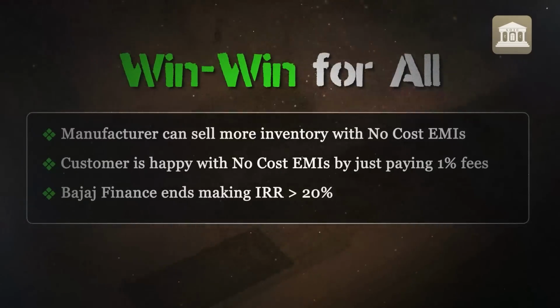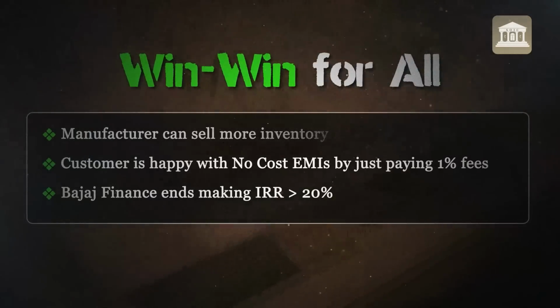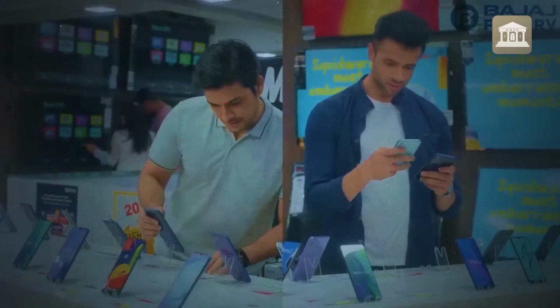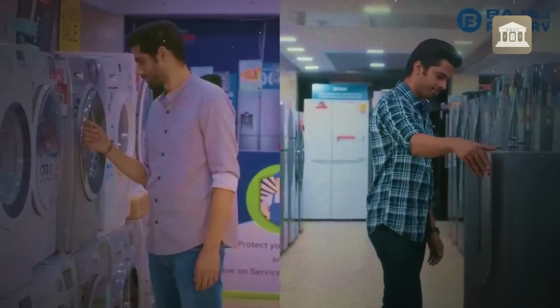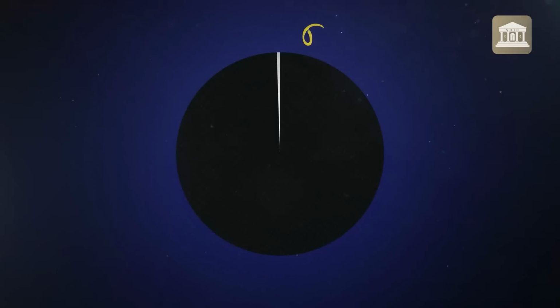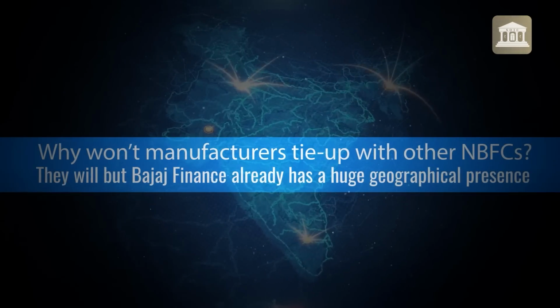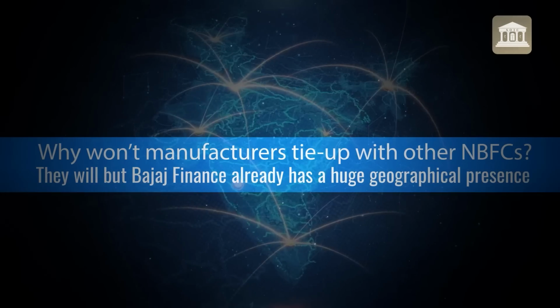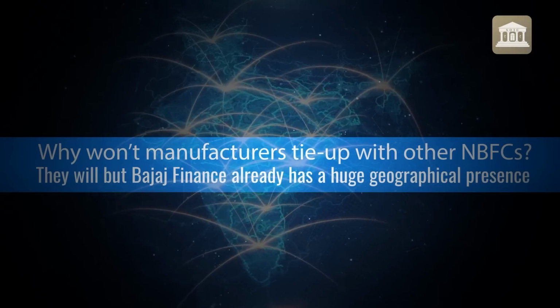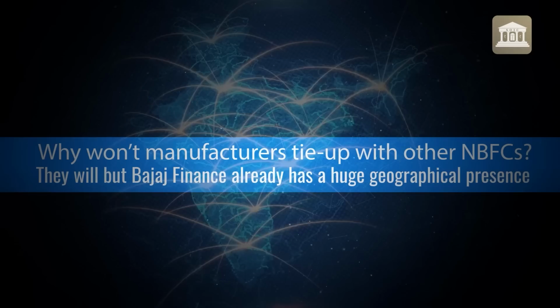So this is how the business model works, and this is how they've scaled the business model, because they've applied this in washing machines, they've applied this in TVs, they've applied this in smartphones. Any consumer electronic item purchased offline, you will see a Bajaj Finance representative sitting over there. So this is exactly the white space that Bajaj Finance ended up attacking. So now the key question arises is that in this case, why won't a manufacturer end up tying up with other NBFCs? It will, but Bajaj Finance already has a very wide geographical presence.